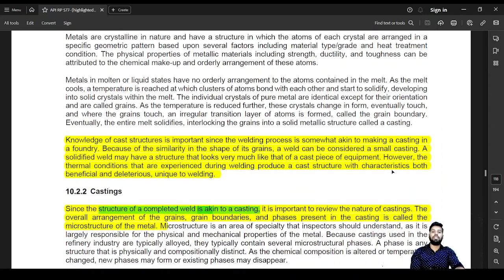Knowing the cast structure is important since the welding process is somewhat akin to making a casting. So basically, welding is a small casting, okay, in a foundry. Because of the similarity in shape of its grain, the weld can be considered a small casting. A solidified weld metal may have a structure that looks very much like a material that is cast. However, the thermal conditions that are experienced during welding produce a cast structure with characteristics both beneficial and deleterious, unique to welding.